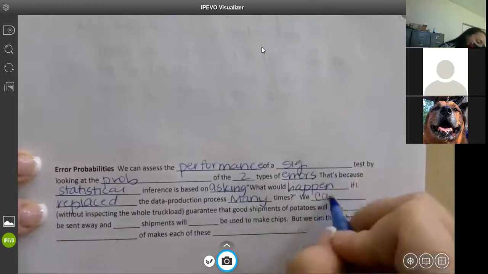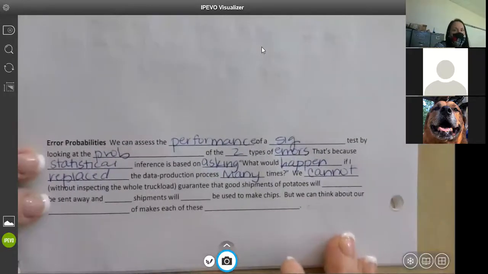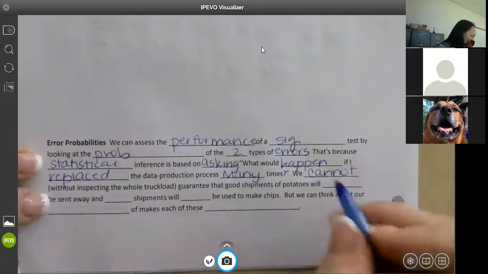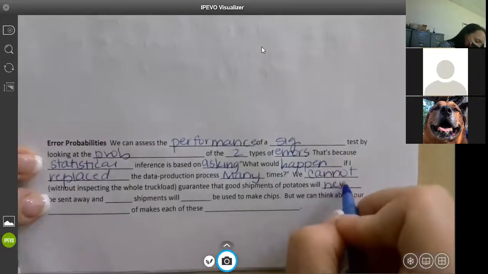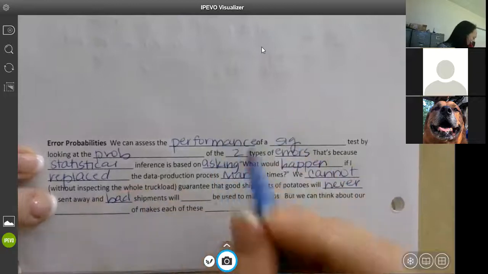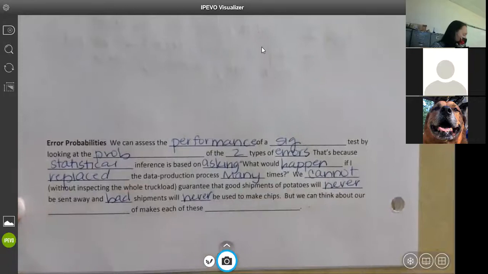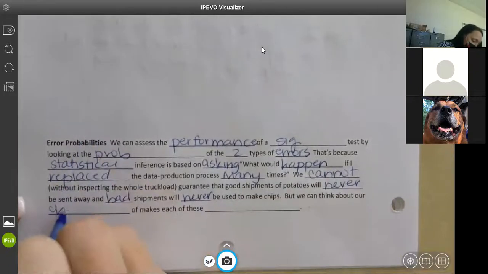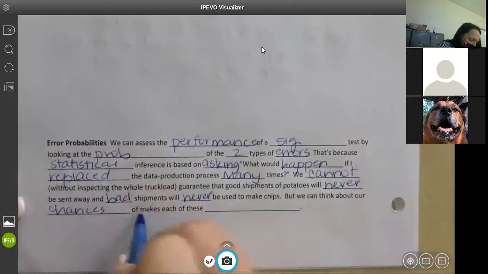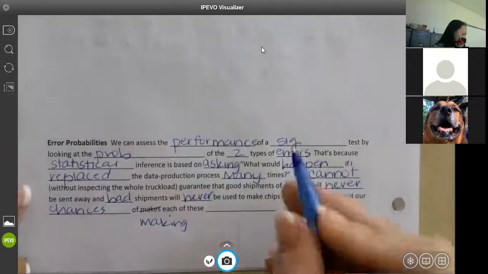We cannot, without inspecting the whole truckload, guarantee that good shipments of potatoes will never be sent away and bad shipments will never be used. But we can think about our chances of making each of these mistakes.